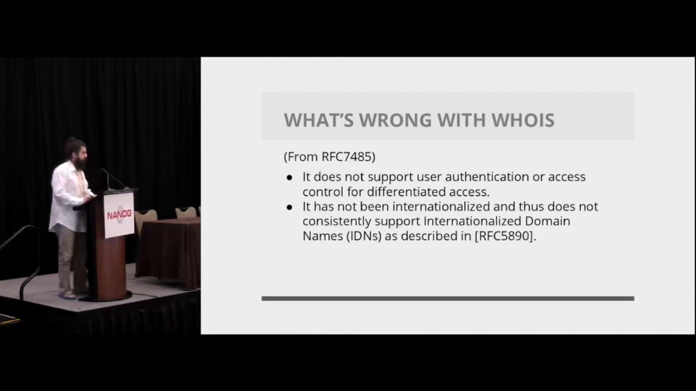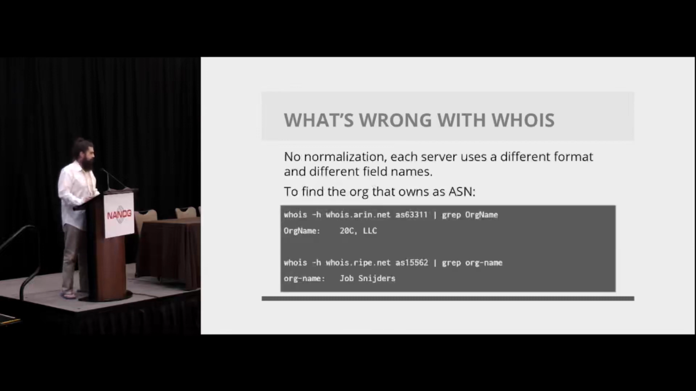And what's wrong with Whois, which is quite a list. This is stolen from RFC 7485, which is one of the RDAP RFCs that basically compares Whois as it is today and where we want it to be. So it has no authentication possible. Like I said, it's telnet ASCII, return ASCII. No internationalization because of that, so no UTF or anything like that.